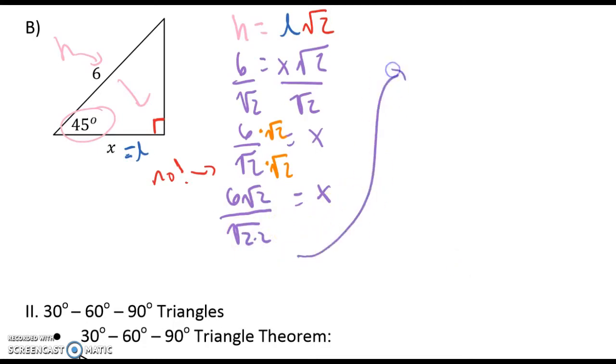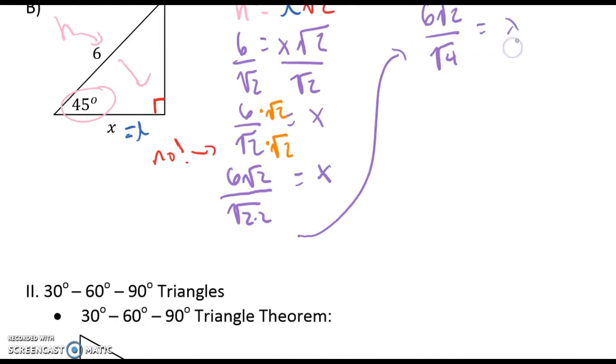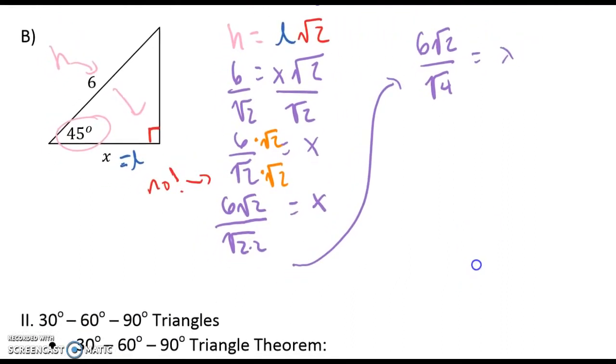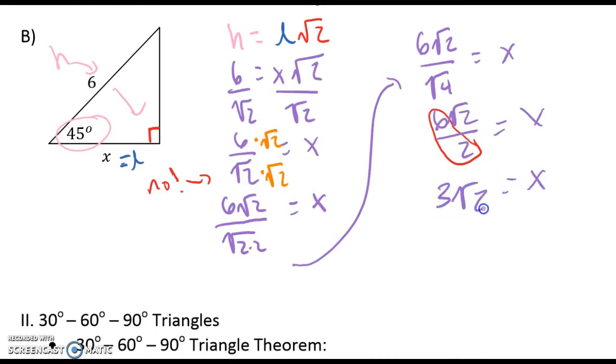So let me bring this up over here. We get 6 square root 2 over square root of 4. And I know the square root of 4 is 2. And look, this creates an expression I can continue simplifying. So we rationalize the denominator not only because we don't like square roots in the denominator, but sometimes it also helps us simplify the answer even further. So I know 6 divided by 2 is 3, so I'm just reducing that fraction. So x is equal to 3 square root 2.